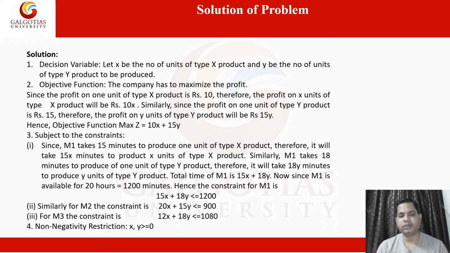Similarly, you can find out the constraint for M2. So M2 takes 20 minutes to produce 1 unit of type X product, so it will take 20x minutes and 15y minutes, and it is available for 15 hours. So this is 15 into 60, that is 900. So less than or equal to 900, since this is a maximum time, it cannot be more than 900. That means we can use 900 minutes or less than 900. Similarly, for machine M3, 12x plus 18y less than or equal to 1080, that is 18 into 60. Now these are the constraints for the machines M1, M2 and M3.